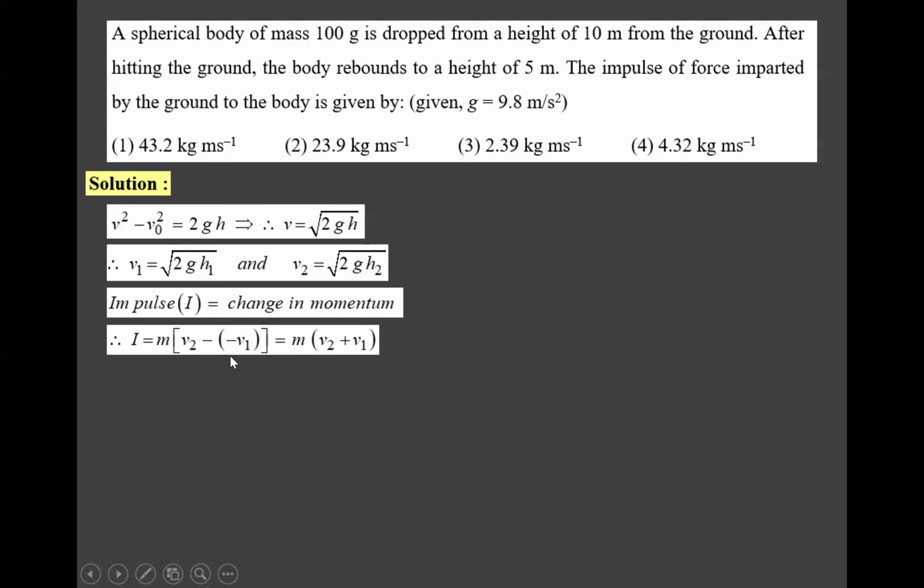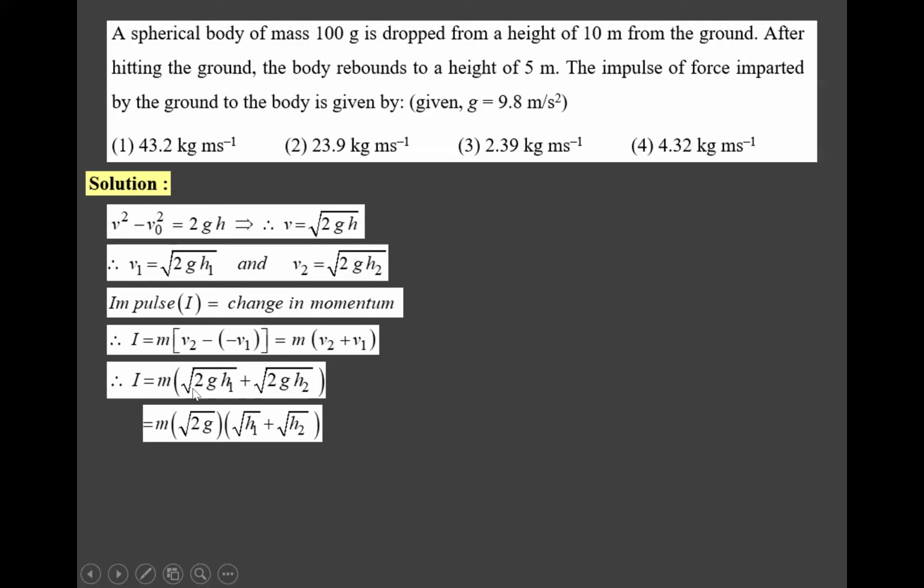But see here, the initial velocity is in the downward direction, and the final is in the upward direction. So initial is taken as minus v1. So we can write impulse equal to m into (v2 plus v1). Now substitute the values of v1 and v2: under root 2gh1 plus under root 2gh2. We can take under root 2g common. So impulse is m into root 2g into (under root h1 plus under root h2).